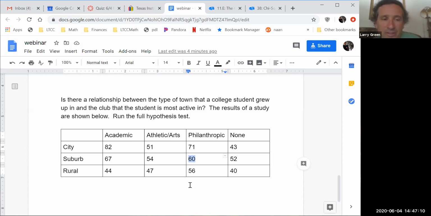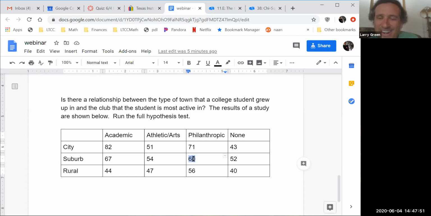So what you're going to do is you can do the survey. You're going to ask the person 2 questions. You're going to ask where they grew up in and what club they're in. And if they said, I'm from the suburbs and I'm in a philanthropic club, then you're going to put a check mark in this cell right here. And you're going to ask every person that and put check marks and you count the check marks. And these numbers tell you the counts. Any questions at all about these tables?